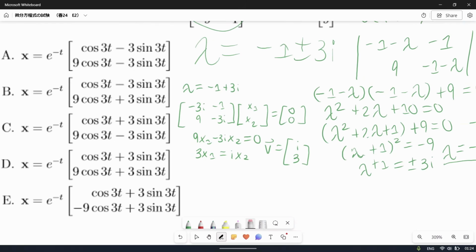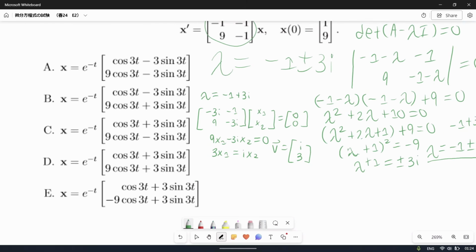Now that we have an eigenvalue and our corresponding eigenvector, we can come up with a general solution from here. This is where Euler's identity comes in. Usually with a general solution, we just say that x of t is equal to some constant times e to the negative 1 plus 3i t times its eigenvector of i and 3. But we can't really do anything with this.